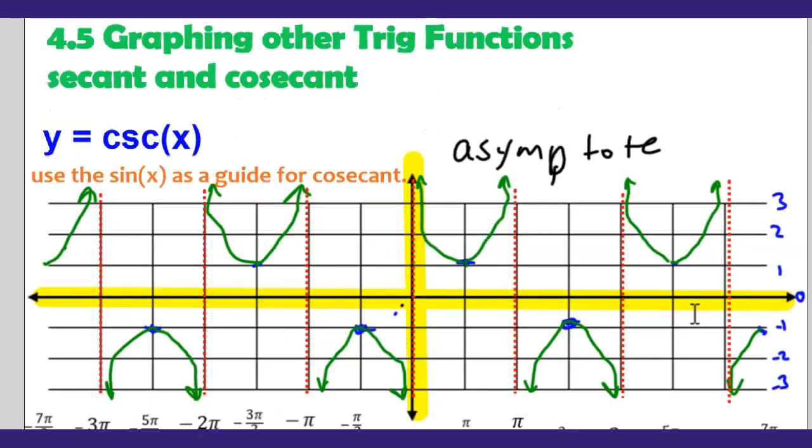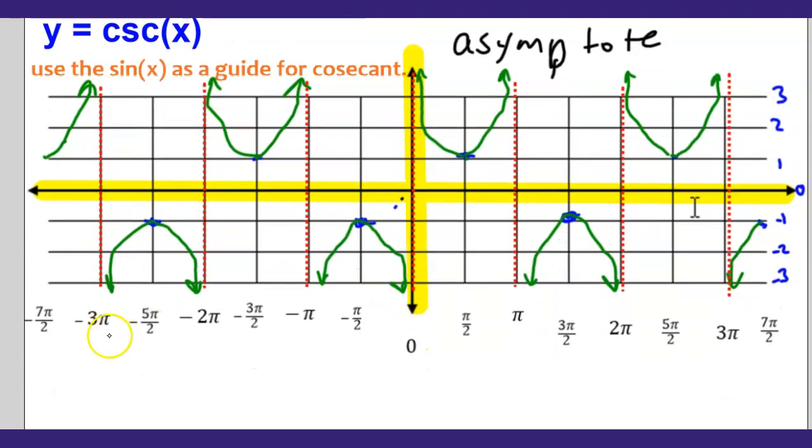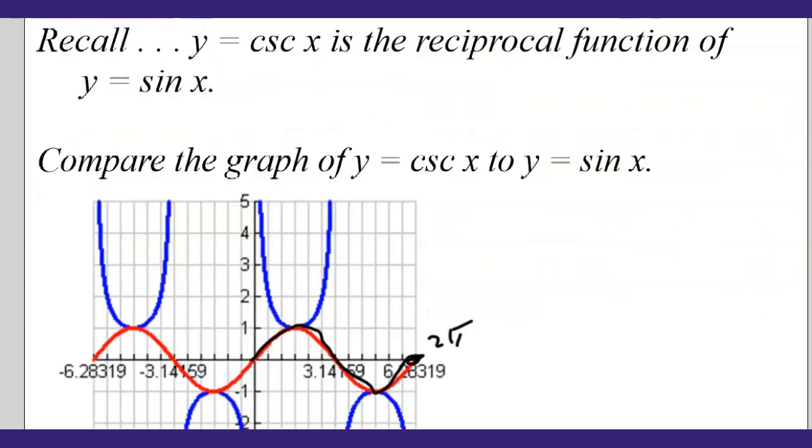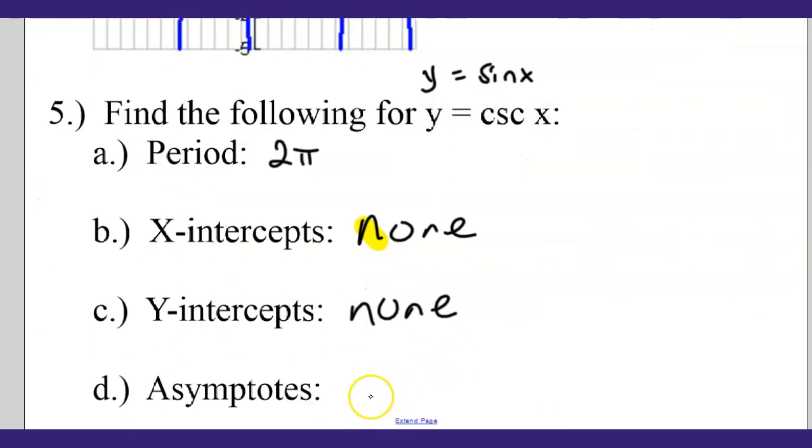And then the asymptotes. One more time, let's look at it. If you see my red dotted lines right there, all those values are at the n pi values, and I say n because n is an integer. So any integer times pi, there's an asymptote. So let's go back and answer that question, and we're going to define that.